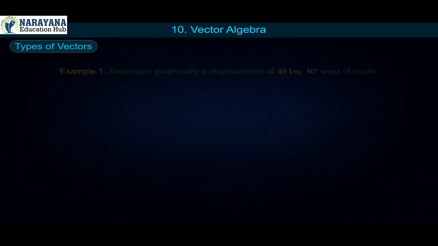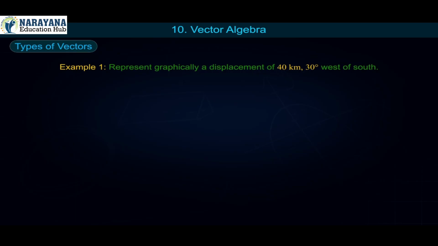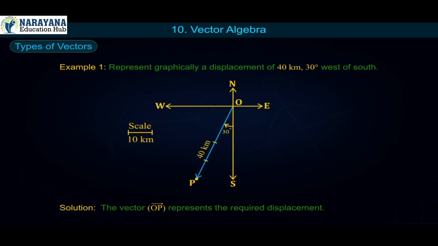Example 1. Represent graphically a displacement of 40 km 30 degree west of south. Solution. The vector OP represents the required displacement.